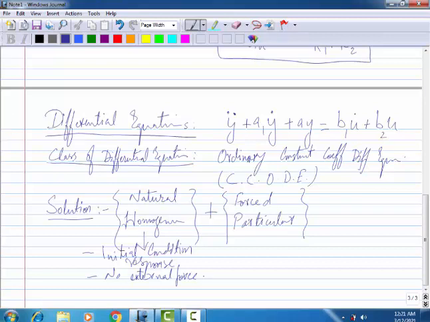For the second one, the important point is that we start with the system being at rest, or we can say the initial conditions are equal to 0. So whenever we look at the second response, we have to put the initial conditions equal to 0. In other words, I can write it as I.C. equal to 0.